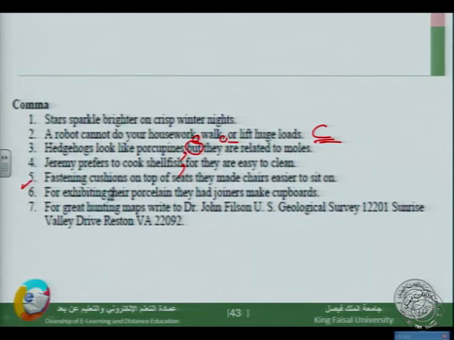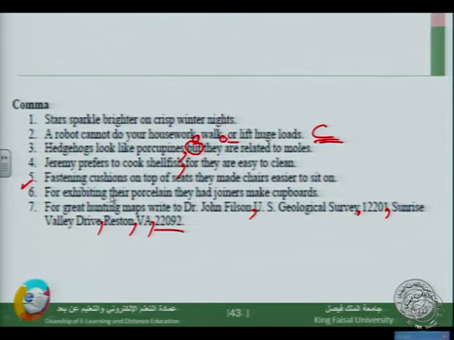For a great handbook, write to Dr. Filson, U.S. Geological Survey, 1000, or survey, right here. Sunrise Valley, right here, and then it's a region, and after that we have the states, and this is the zip code. Okay? So please try to do the rest of these examples by yourself.